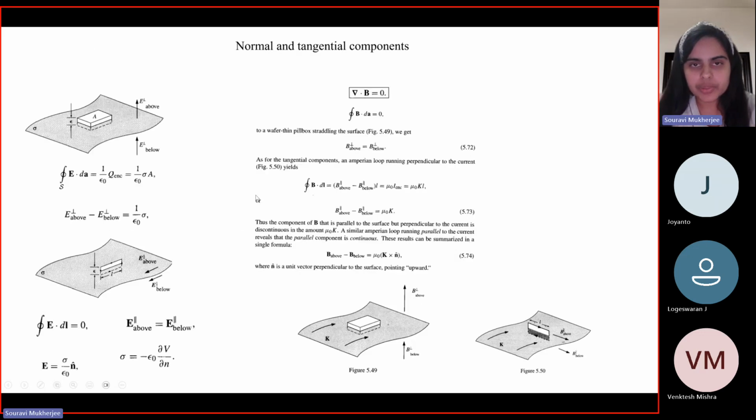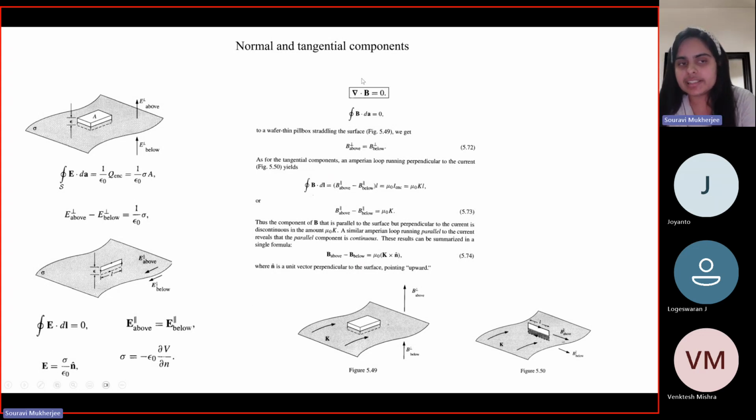Now, these were the normal and the tangential components. So these things become very useful when you talk about boundary conditions, right? If you remember for electrostatics, if you had a charge sheet, we saw that the normal components had a discontinuity given as sigma by epsilon naught, while the tangential components were continuous. And we could use this relation to find the surface charge density from the potential, or the electric field, right?